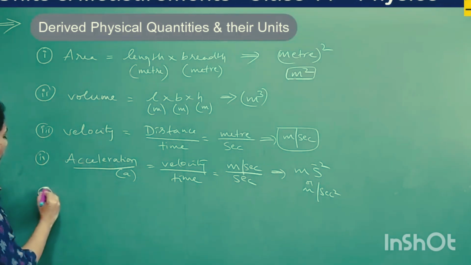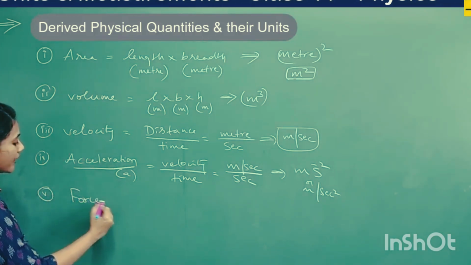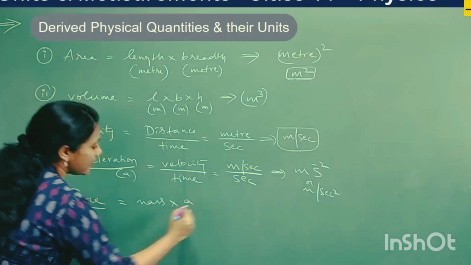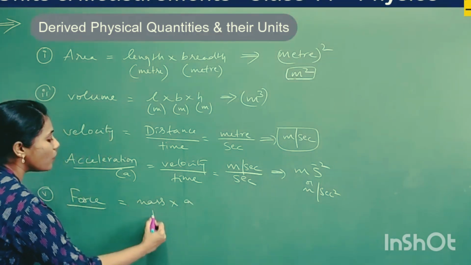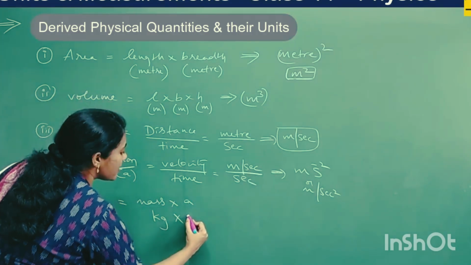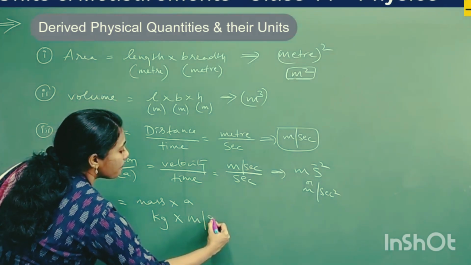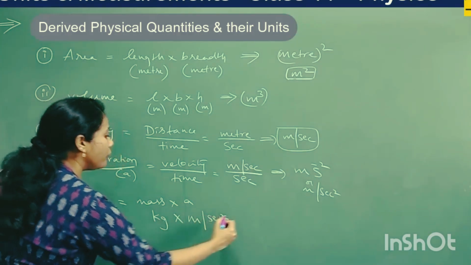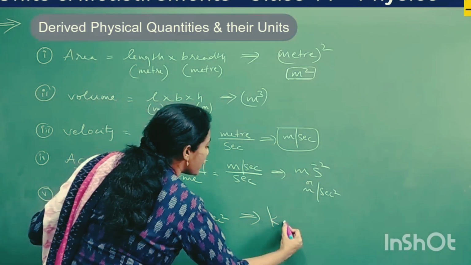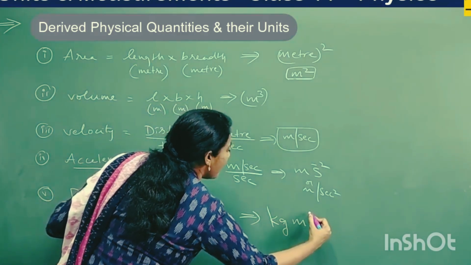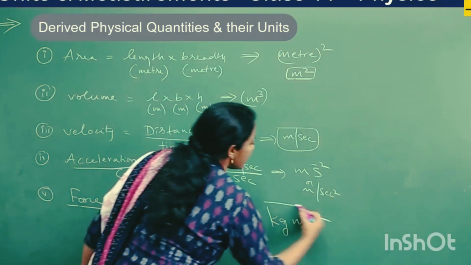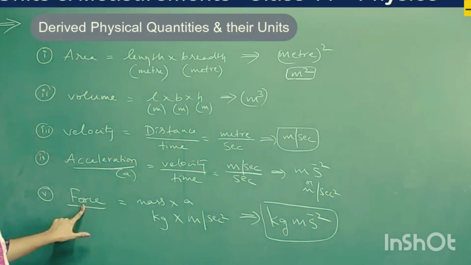And now let me go for force. So what is force here? Force is nothing but mass into acceleration. So what is the unit for mass? It is kg. The acceleration unit, which you just studied, is meter per second square. So if you join them, what is the unit for force you will get? It is kg meter per second square. So this is the unit for force.